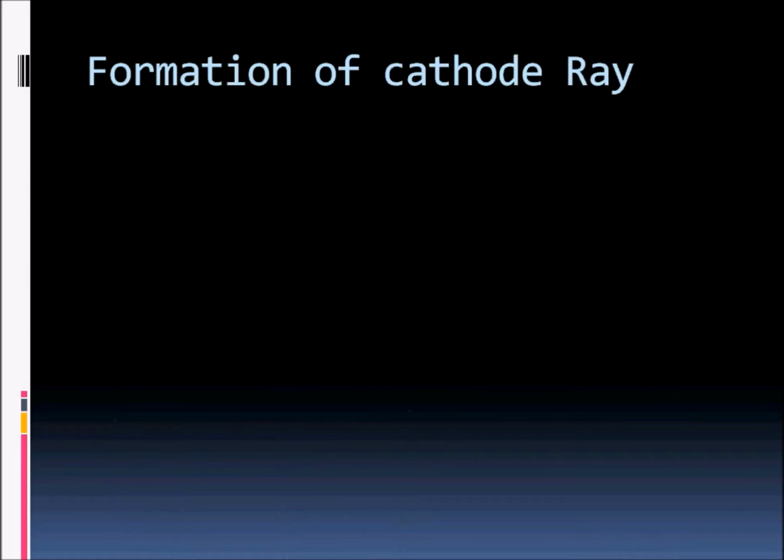Now let's come to the formation of cathode ray, how the cathode rays are formed in this whole experiment. We have just understood it with the help of the above topics. So let's brief out how the cathode rays are actually formed.